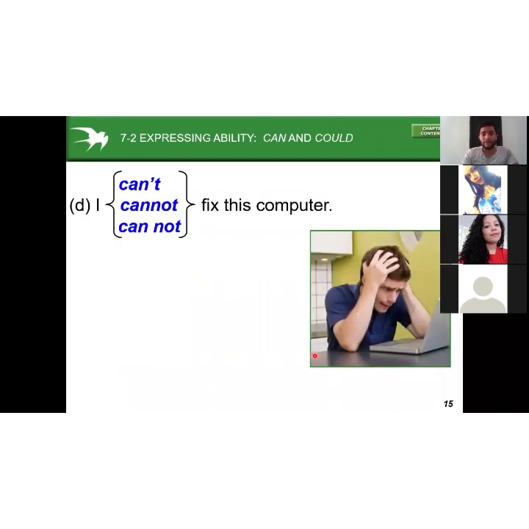Now, this was the affirmative form. What about the negative form? Take a look at the man here. He is having problems with his computer. He doesn't know whether he can fix it or not. When we use the negative form, we are also expressing ability, but actually disability. I mean, something I cannot do, something I don't have the ability to do. So I can't fix this computer. I cannot fix this computer.